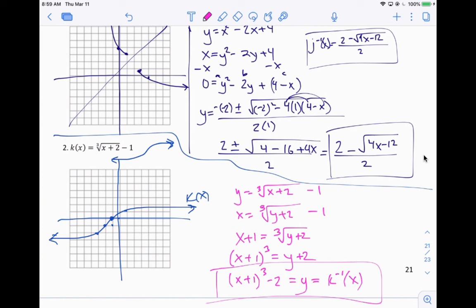So let's go ahead and graph that cubic that has been moved left 1 and down 2. So the cubic has also the same beginning points, and then left 1 and down 2. So we're looking at this guy. And we can see once again, yes, they are inverted over the line y equals x.